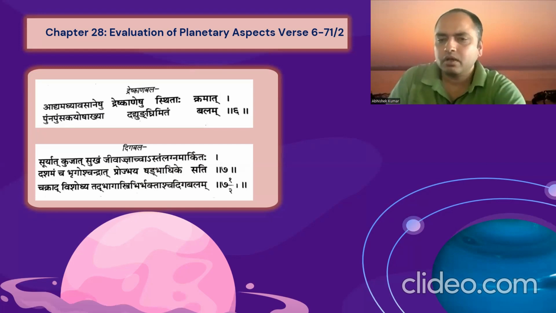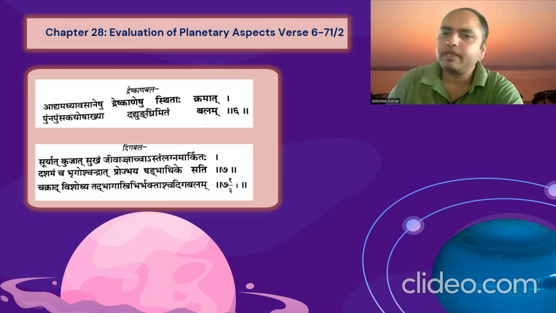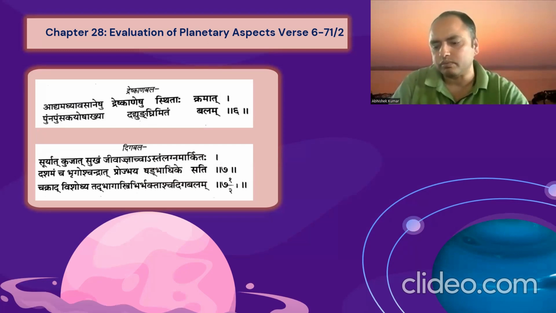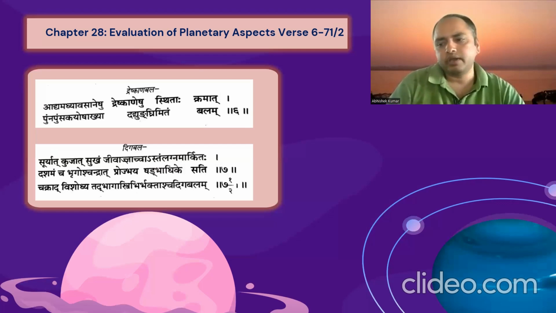So the rule is saying: if the male planet is in the first Dreskan, it gets 15 Virupa. If the female planet is in the second Dreskan, it gets 15 Virupa. If the neutral planet, the eunuch planet, is in the third Dreskan, it gets 15 Virupa. Otherwise, 0. This is the rule. Very clear.